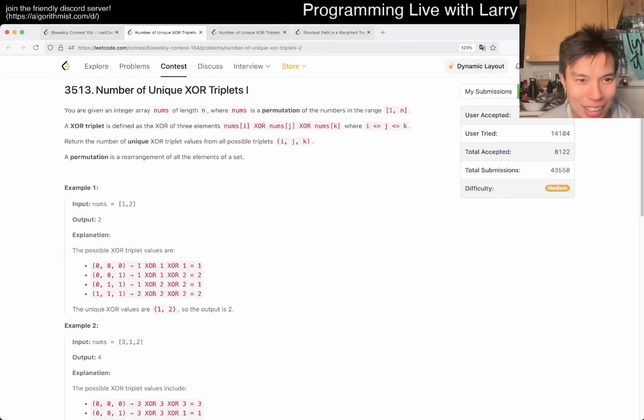That kept going really poorly. All right, let's go. Q2. Okay, so with nums we have a permutation array. An XOR triplet is the XOR of 3 elements. Okay, return the number of unique XOR values from all possible i, j, k.